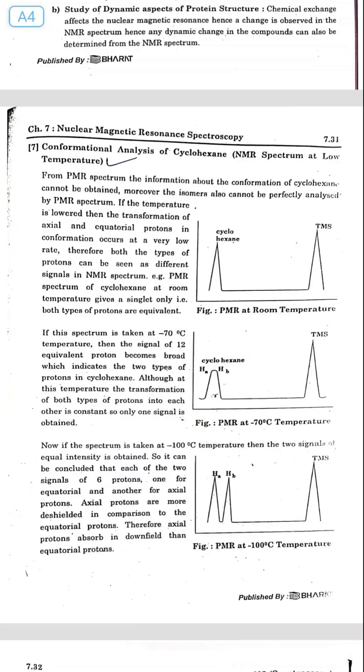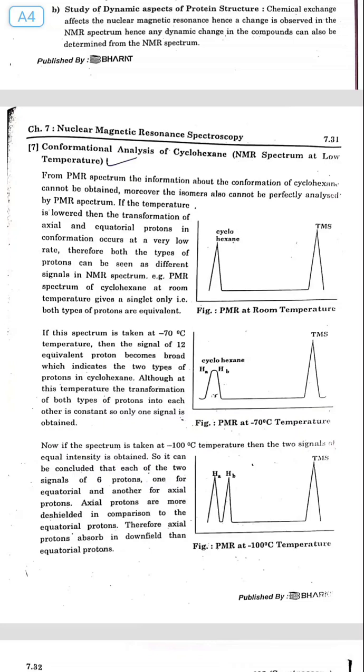Next, 13C NMR spectroscopy. In brief, we use the 13C isotope with 1.1 percent abundance, and signals appear over a wide range of 0 to 220 ppm. There is no splitting, usually proton decoupling, and each signal represents one carbon environment. Carbonyl carbon appears at 160 to 220 ppm. You can remember this.